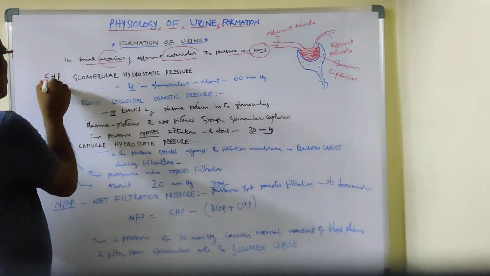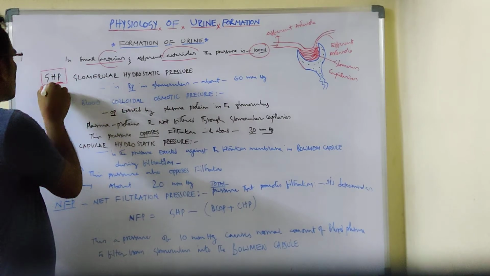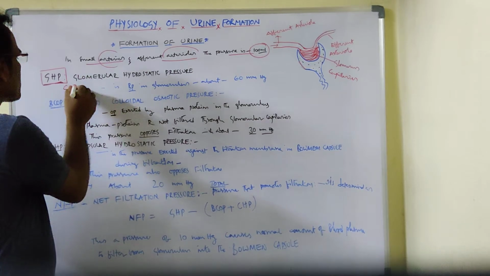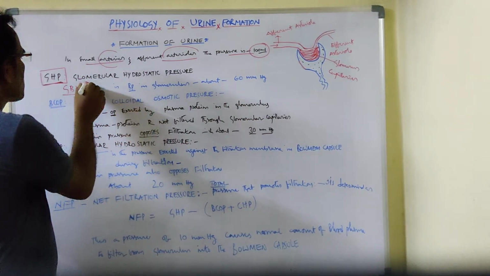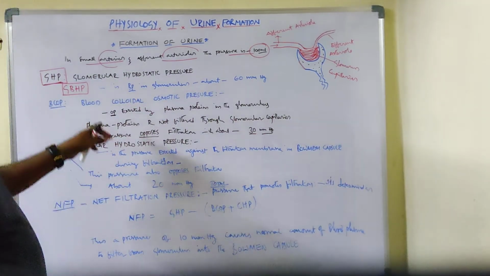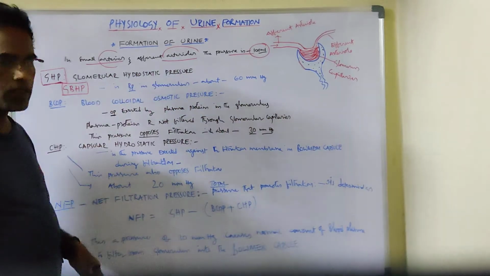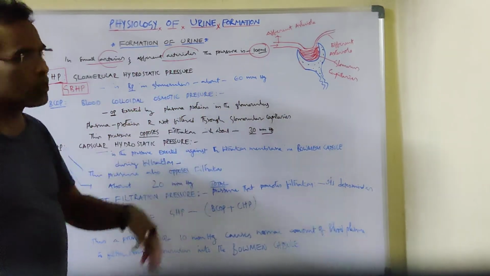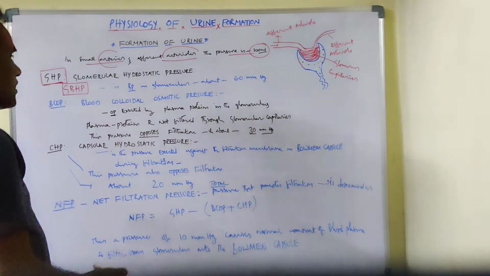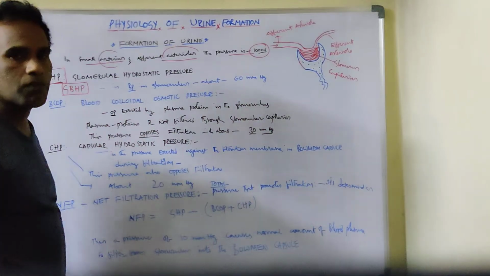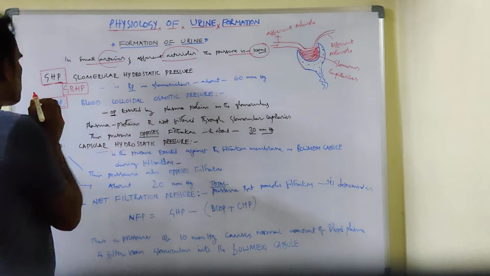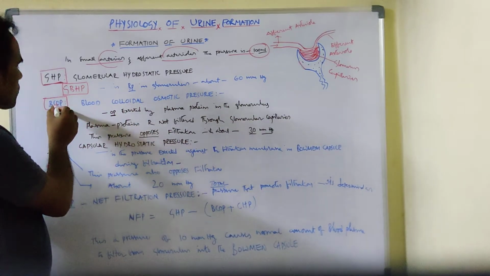So what is GHP? GHP stands for glomerular hydrostatic pressure, or we can say GBHP also, that means glomerular blood hydrostatic pressure. So glomerular hydrostatic pressure is the blood pressure in the glomerulus. The blood pressure in the glomerulus is about 60 mm of mercury.